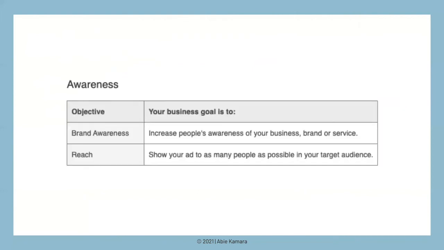So brand awareness is the first objective. Your business goal for running a campaign with a brand awareness objective is to increase people's awareness of your brand or your service. Reach is pretty much to show your ad to as many people as possible in your target audience. I've heard somewhere that someone needs to see your ad or see what it is you have to offer 7+ times before they might actually click on it or buy from you.